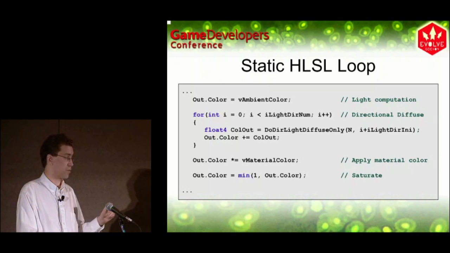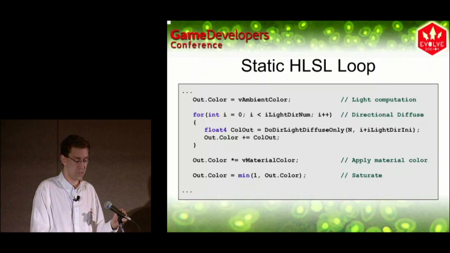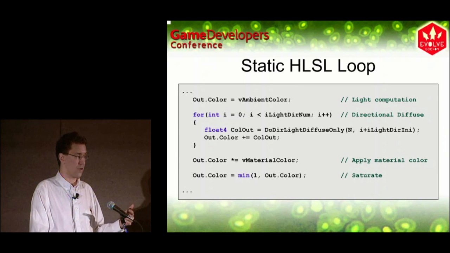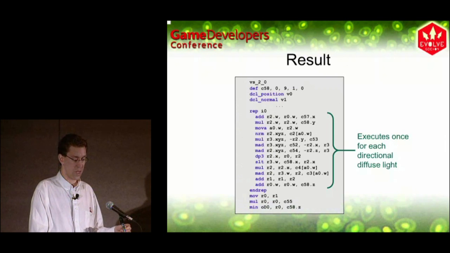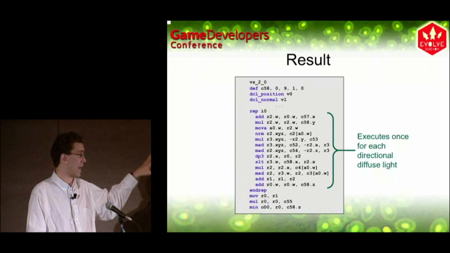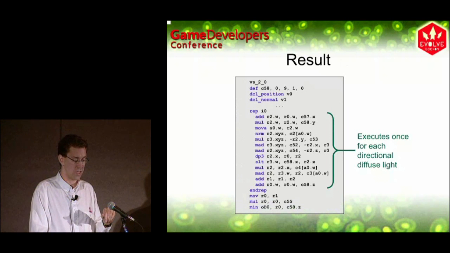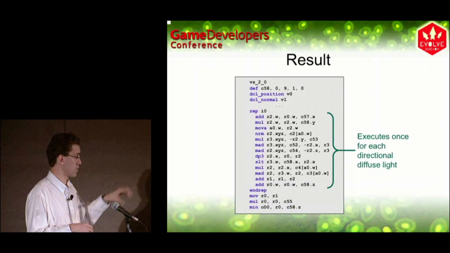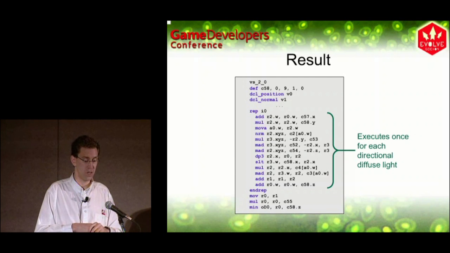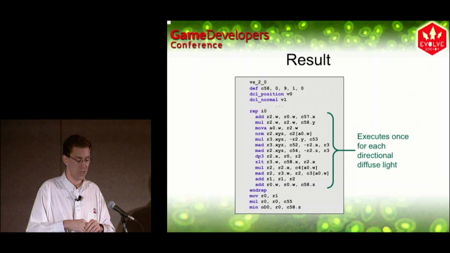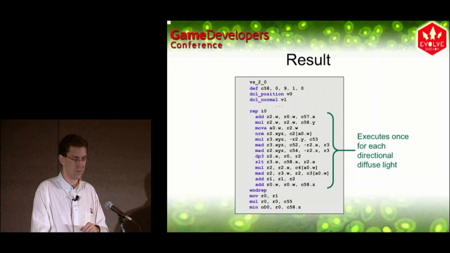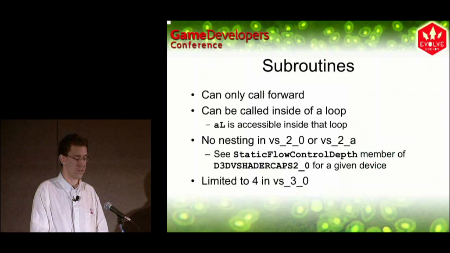So here's a simple example of a static HLSL loop, just looping over a number of lights, with a for loop of that exact flavor. Then you end up with this resulting assembly code here on the current HLSL compiler, where you repeat that code for each, in this case, directional diffuse light.